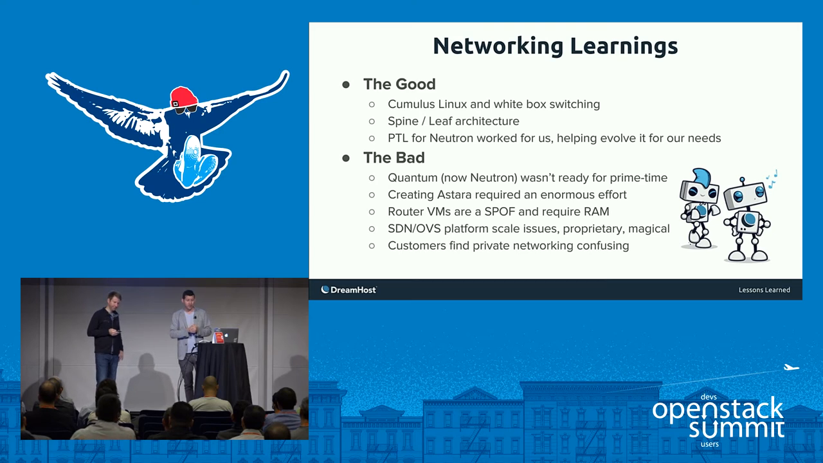Also, customers find private networking confusing. The vast majority we found, our customers, just wanted to plug into the public network. They just wanted a V4 address now, a V6 address now. I don't care about isolation as much as maybe we thought they did. And this is our customers, right? Not all customers, our customers.